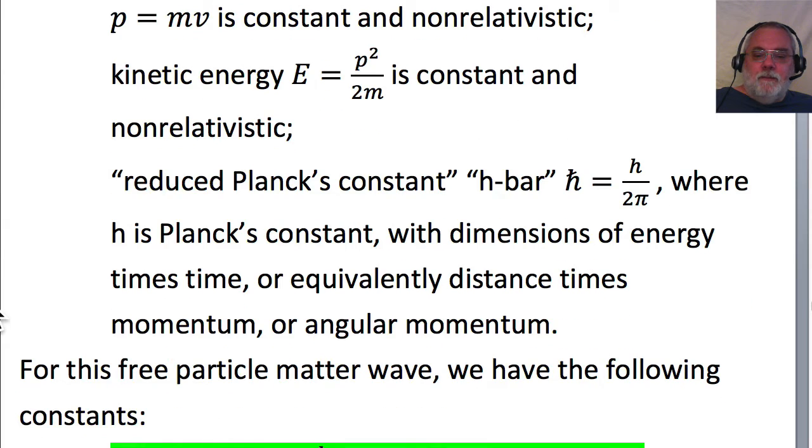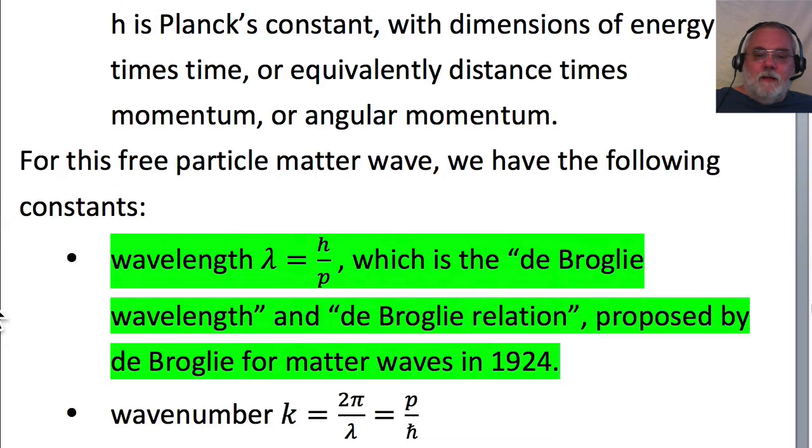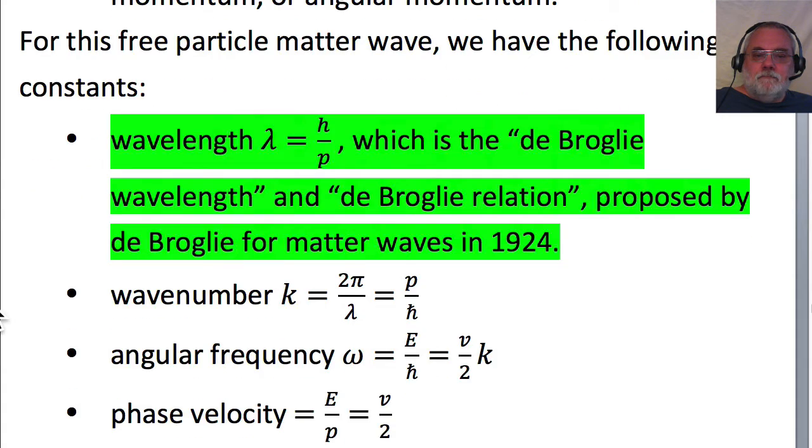For this free particle matter wave, we have the following constants. Wavelength lambda is Planck's constant h over momentum p. This is called the de Broglie wavelength. And this relation is called the de Broglie relation, proposed by physicist Louis de Broglie for matter waves in 1924, the year before Schrödinger developed the Schrödinger wave equation.